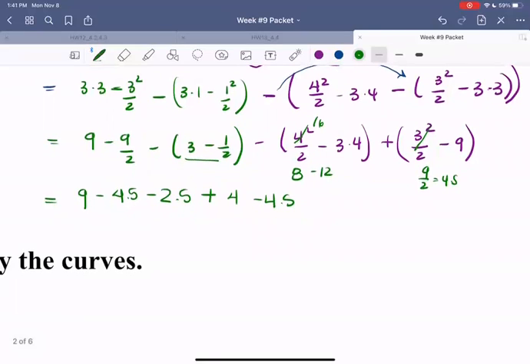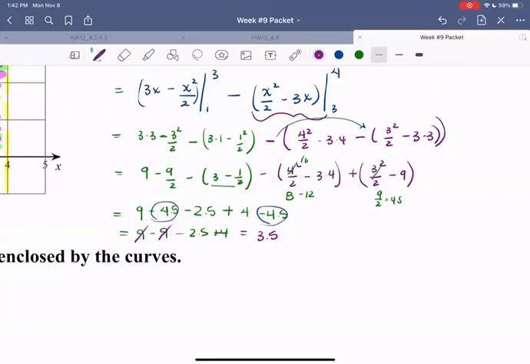All right, so now let's go ahead and combine some terms. So one thing I notice is I have a negative 4.5, negative 4.5. So that's going to give me a negative 9. And I have a negative 2.5 and a plus 4. So these 9s cancel out. So I just get 4 minus 2.5, which would be 3.5.